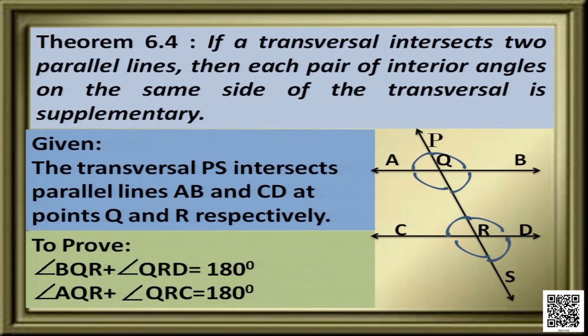Then what to prove? That angle BQR plus angle QRD is equal to 180 degree, because these two angles are co-interior angles or interior angles on the same side of the transversal. Similarly, angle AQR and angle QRC are also interior angles on the same side of the transversal. So, sum of AQR plus QRC is equal to 180 degree. We have to prove this. Let us see how to prove it.